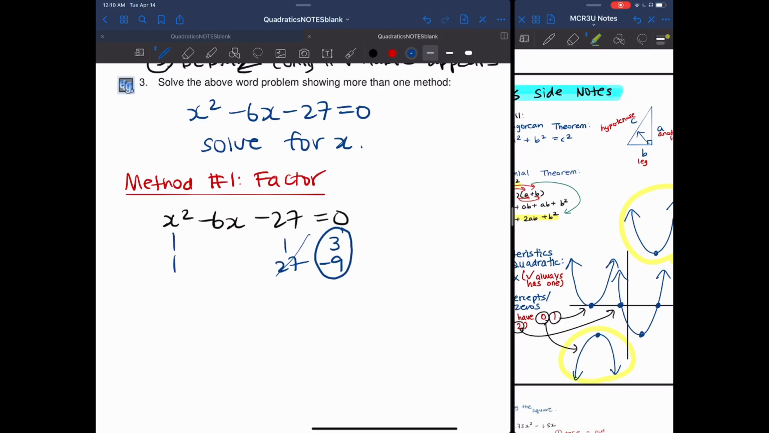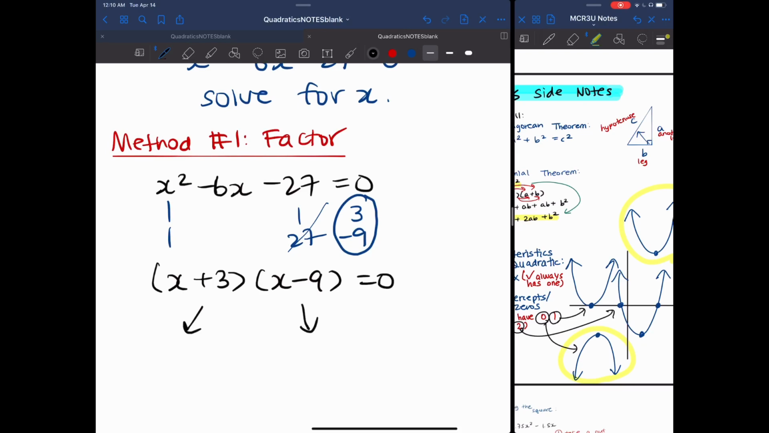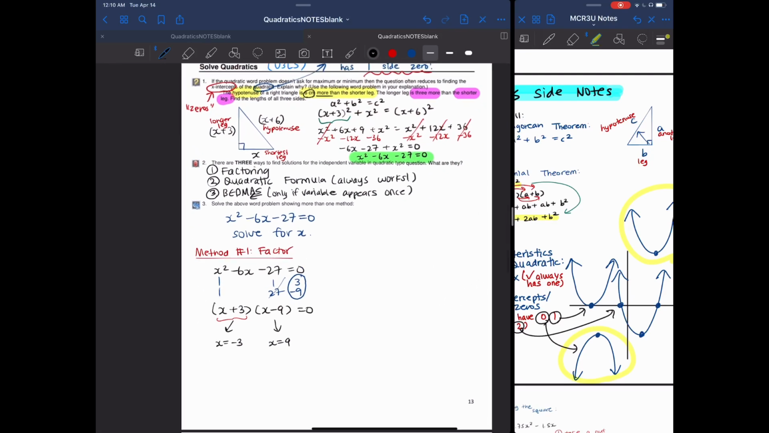And meanwhile, I put little ones here because 1x times 1x is equal to x squared. So in summary, I have (x + 3)(x - 9) equal to 0. Remember that my x-intercepts are x equals -3, because when x is equal to -3, that bracket is equal to 0, and therefore the whole thing becomes 0, right? And so that's why I have x equals -3 as one of my x-intercepts, and then x equals 9 as my other x-intercept. But let's take a step back.